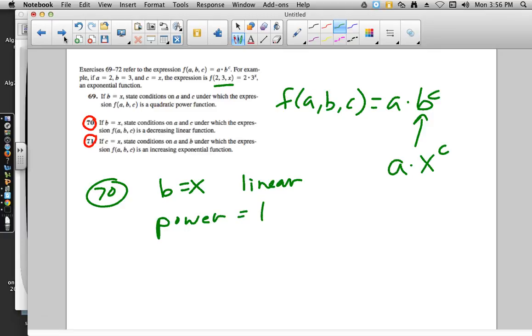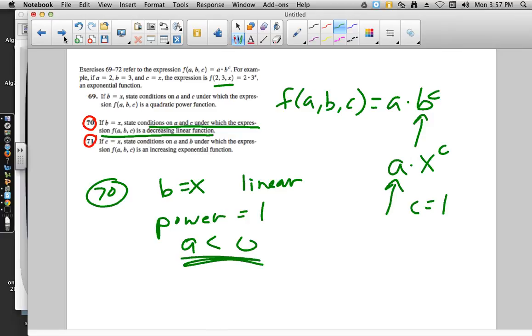And in order for it to state the conditions on a and c under which the expression is a decreasing linear function, to be linear, we know we have a power of 1. To be decreasing, a would be our slope. So if this is going to be decreasing, a has to be less than 0. So to meet their conditions, where it's going to be a line, that would mean we'll have b equal x, and that has to be linear. In order for that to be linear, our c value here has to be a 1. And then we had to make sure that it was decreasing. So a has to be less than 0.